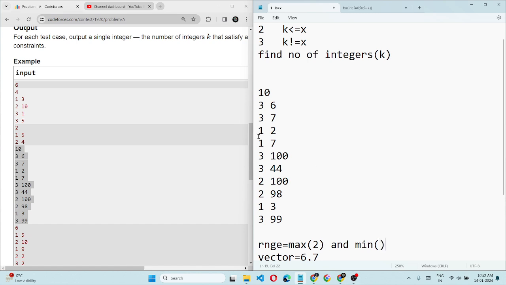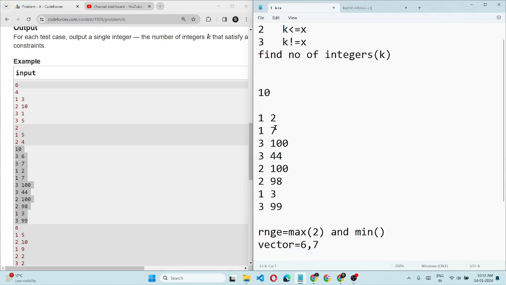So why have I done this? Let's talk about this one, 2 and 7. The number should be greater than 2 here, and the number should be greater than 7 here. It means if it is greater than 7, then it would already be greater than 2, so we can just take 7 here instead of 2, and that would be easier. So I've taken the maximum of these two and put it here.